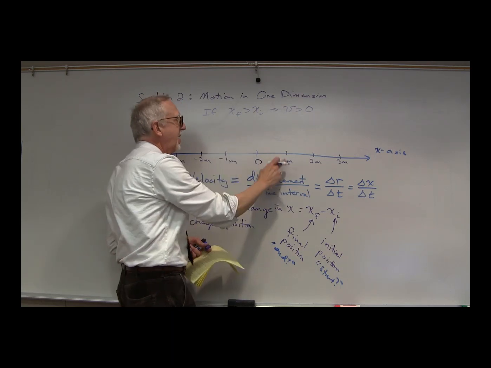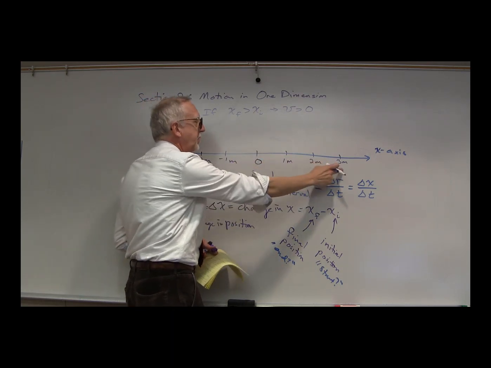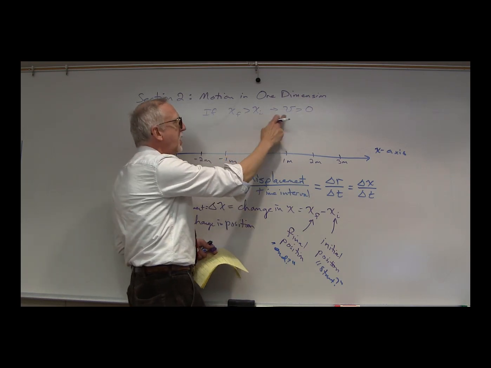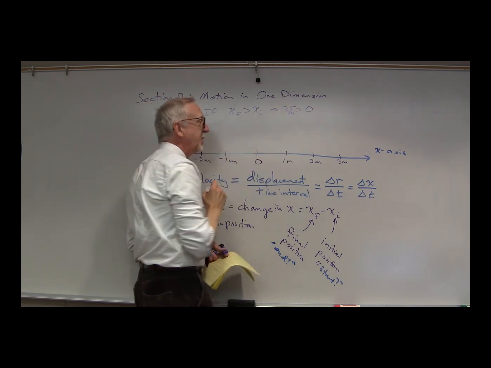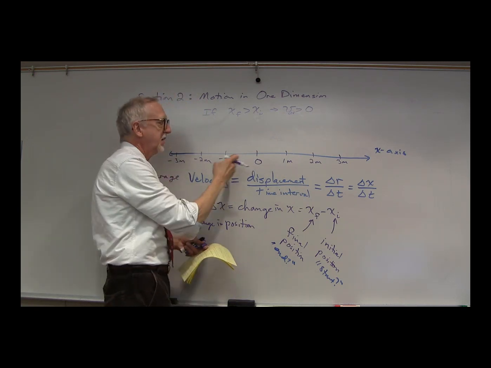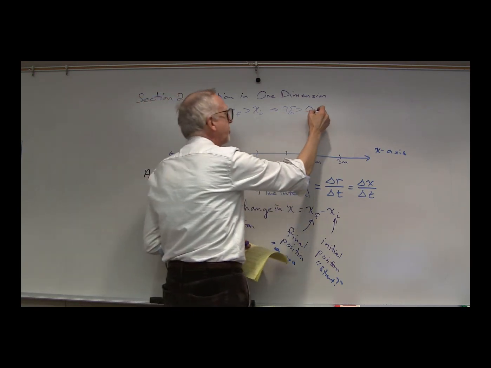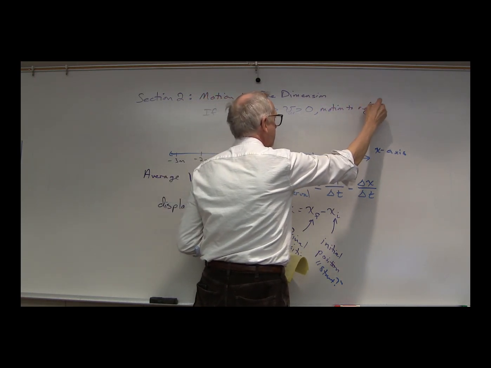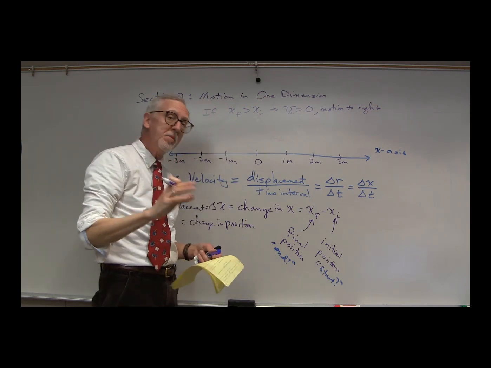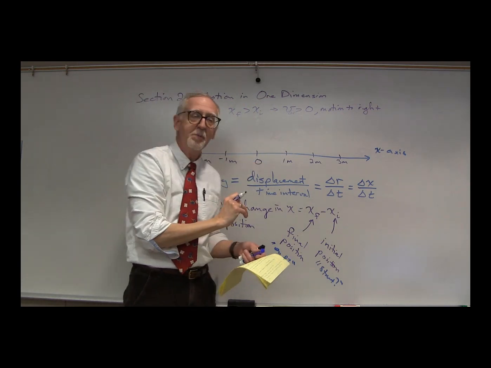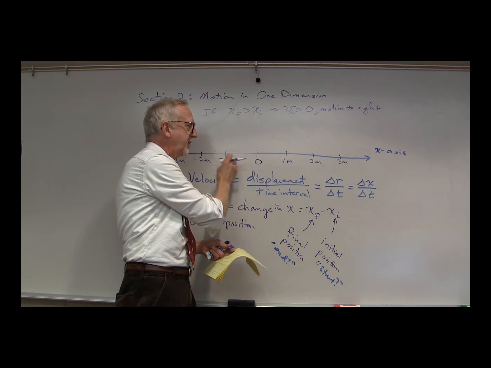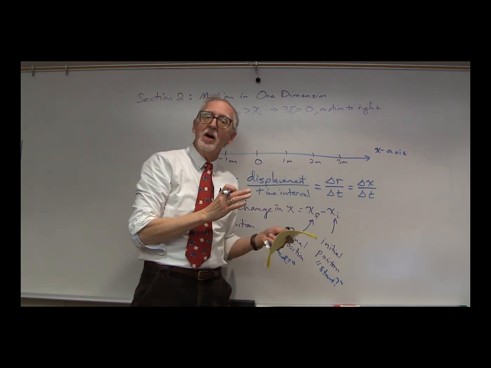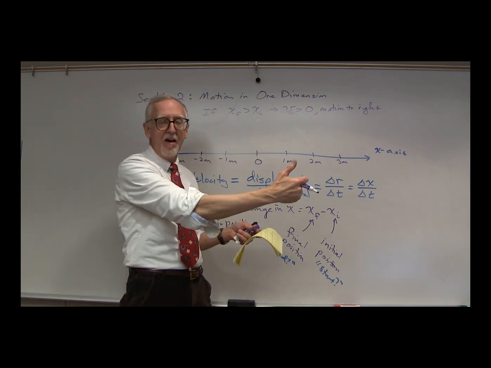So if xf is greater than xi, in other words, the final position is to the right of the initial position, the average velocity, v sub av, is positive, meaning motion to the right. That does not mean that all the motion, the whole time, was to the right, because the object could have gone back to the left and all the way around and ended up at 3 meters. But the average velocity indicates an overall average motion to the right.